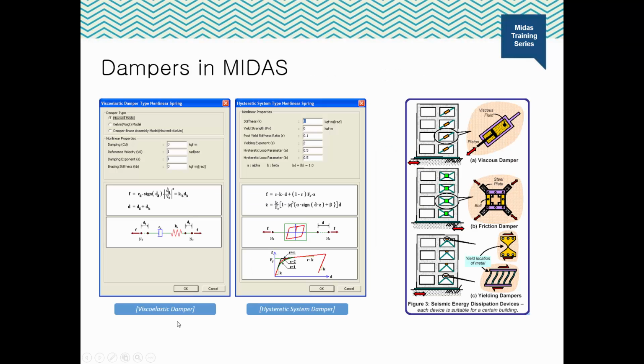There are two types of dampers available in Midas Gen and Midas Civil. First is the viscoelastic damper and second is the hysteretic system damper. They can be applied in various configurations in the building. Here we can see the various configurations available. So we can have viscous dampers, friction dampers and yielding dampers. They all help in dissipating the energy due to the earthquake.